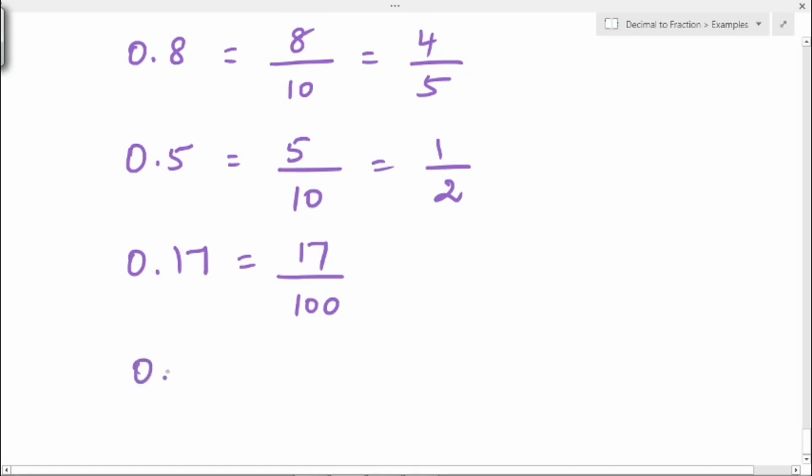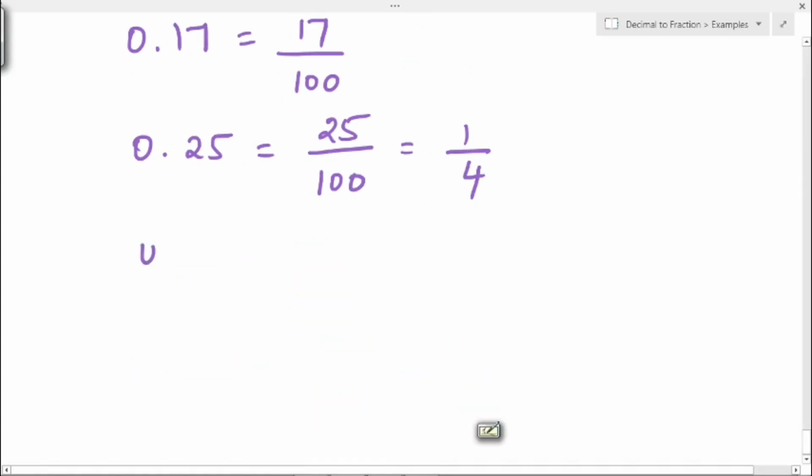Suppose we have 0.25. Again, after the decimal point we have two numbers, so it is divided by 100, and here we have 25, which you write in the numerator. So 25 divided by 100. If you simplify, you will get 1 divided by 4, because both are divisible by 25. If you divide by 25, you will get 1 by 4.